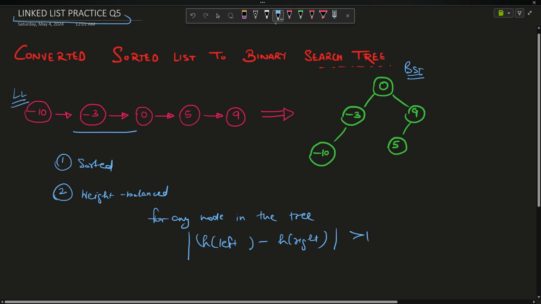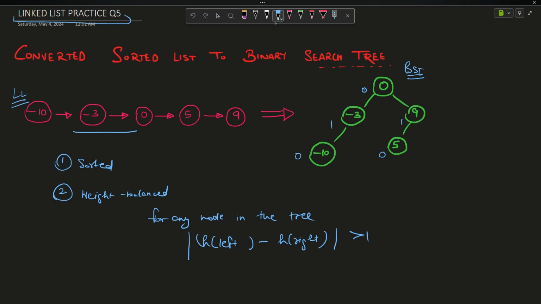So if you check for minus 10, left and right both are 0, so it is 0 minus 0, that is 0. For the left it is 1, for right it is 0. 1 minus 0 is 1. 1 2 1 2 0. For 9 it is 1 only, and for 5 it is 0. So you can see for any node the difference is not going above 1, so that means the tree given to us is actually height balanced. The tree which is written in the green is actually height balanced, right?